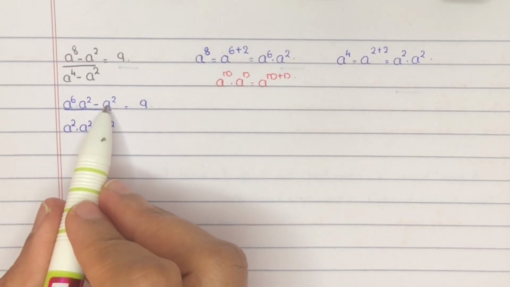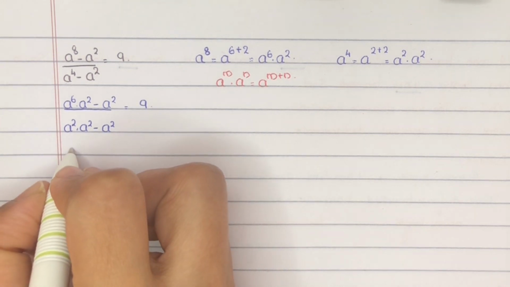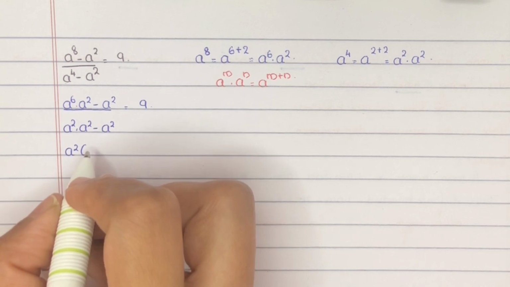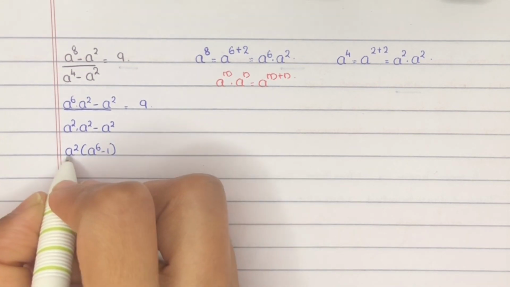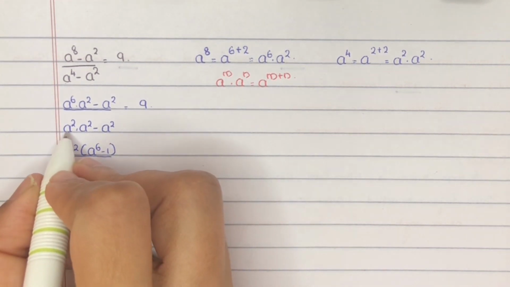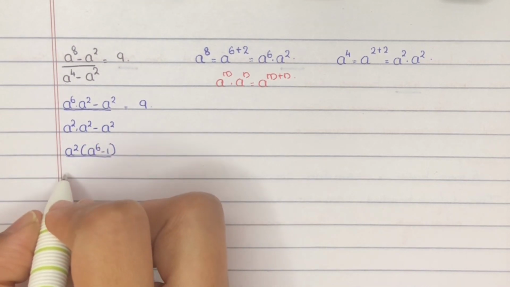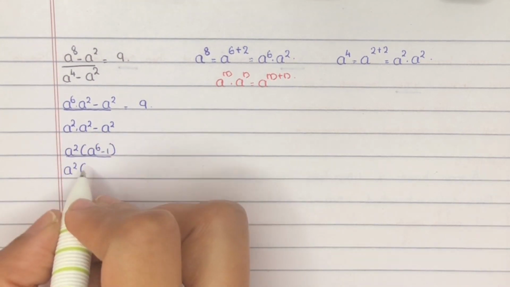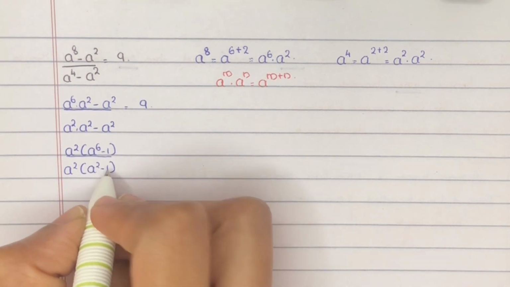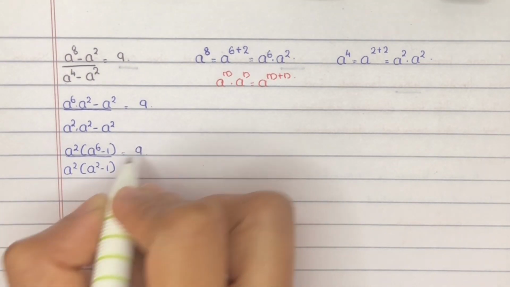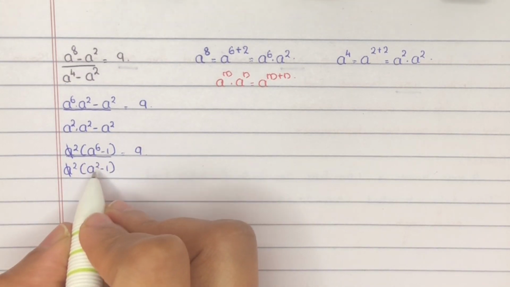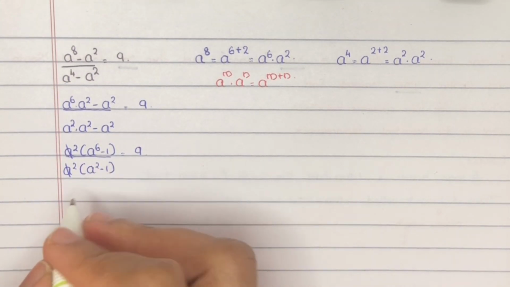a^2 is common, take it out. a^2 into the remaining a^6 minus 1, by, in the denominator also a^2 is common, take it out. a^2 into the remaining a^2 minus 1 equal to 9. Cancel the common terms. Now the remaining is (a^6 − 1) / (a^2 − 1) equal to 9.